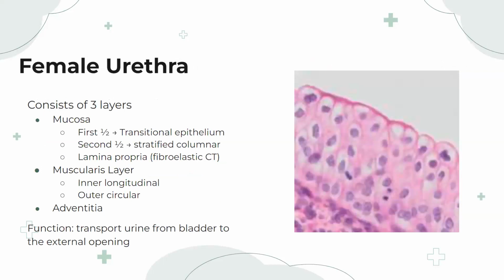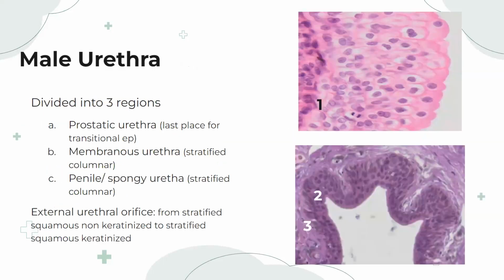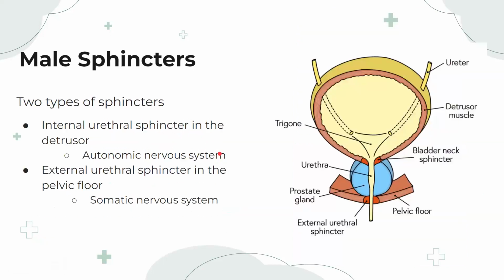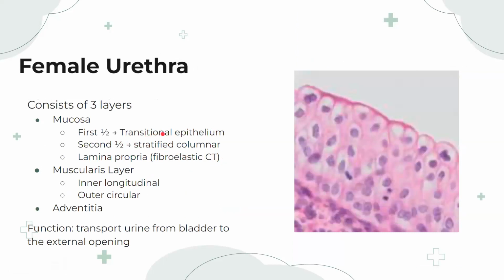The female urethra, okay. You know how we talked about the male urethra being divided into 3 portions? That's only because it's so long. But then we talked about the types of cells and the transition from one type to the next. In the female urethra, the first half is transitional, just like the male urethra, and then the second half is stratified columnar epithelium. This is very similar to the male urethra, but the male urethra is not divided half and half the way the female is.